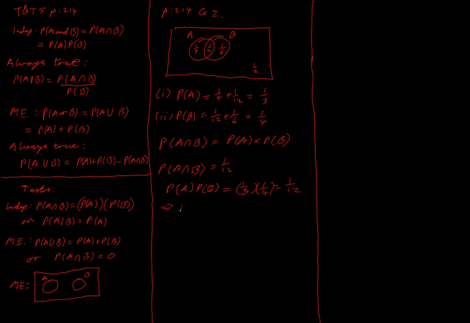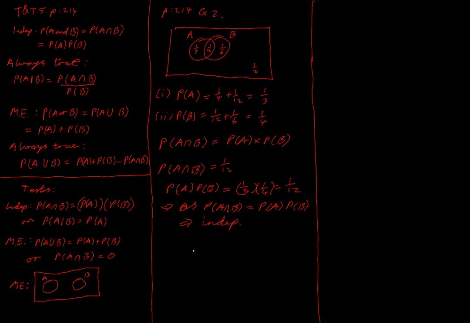Now the next bit you must write down. Therefore, as the probability of A intersection B is equal to the probability of A multiplied by the probability of B, this implies independence. You must write this line down, or an equivalent to it. You must explain to the examiner that you know that because these things are equal, the events are independent.